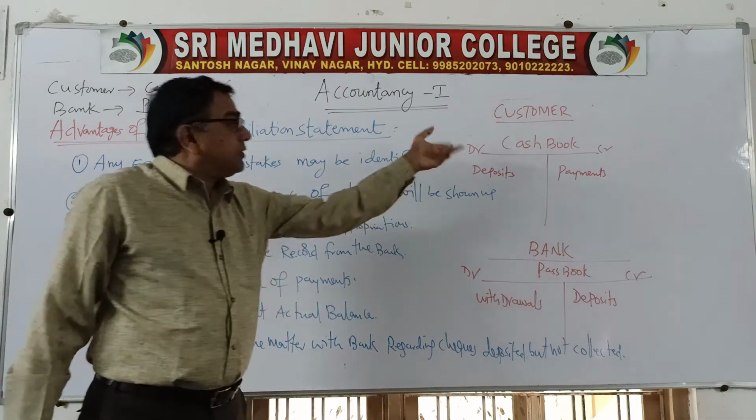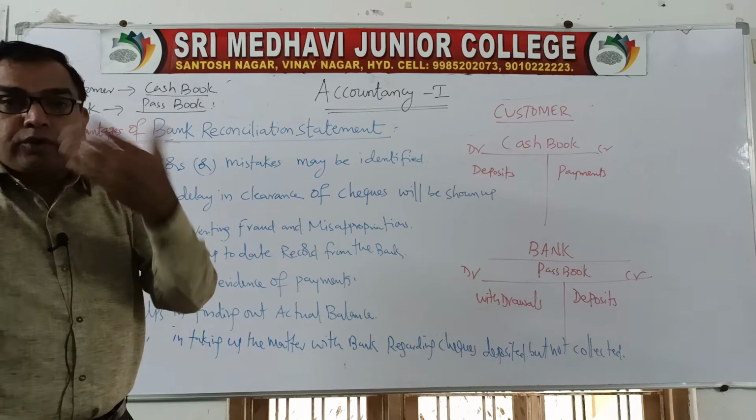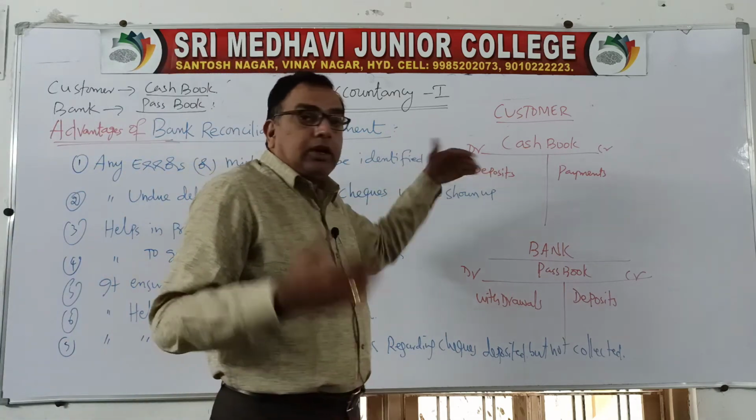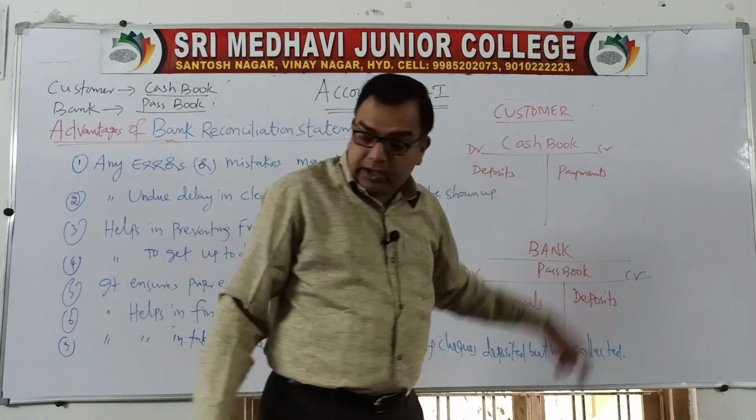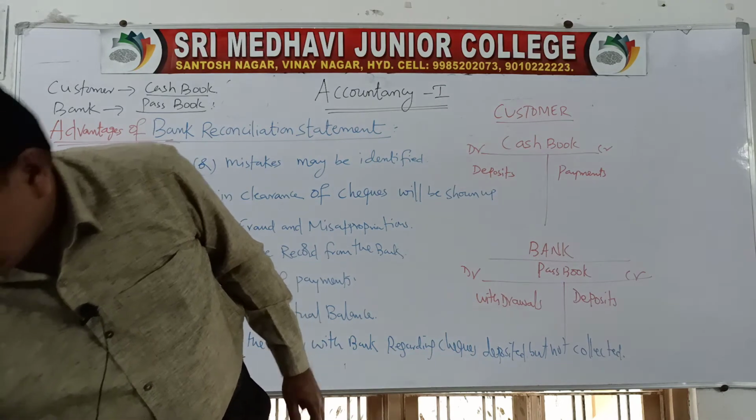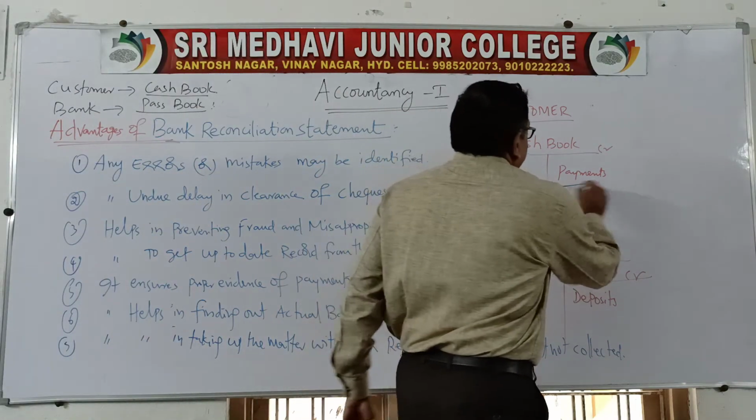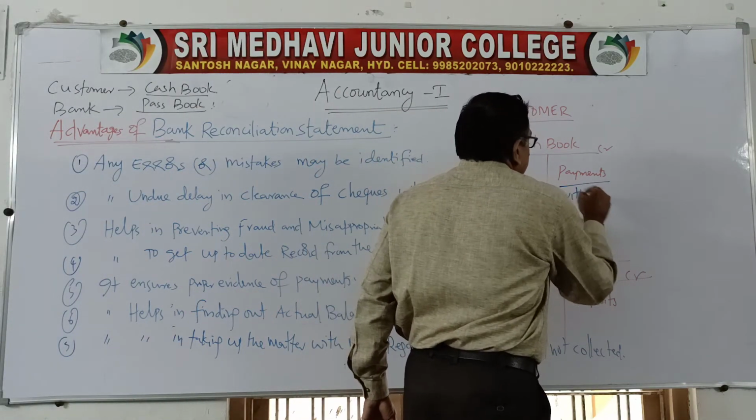On the other hand, in the cash book it is reverse. So if you deposit, you have to write on the debit side. If you withdraw, you have to write on the credit side. Payments, you can also write as withdrawals. Payments or withdrawals.